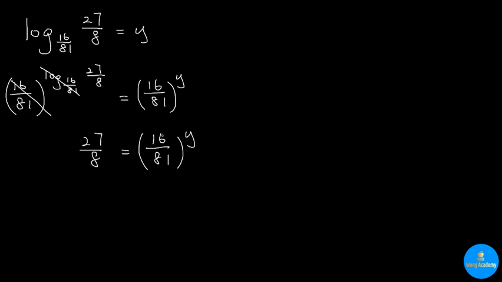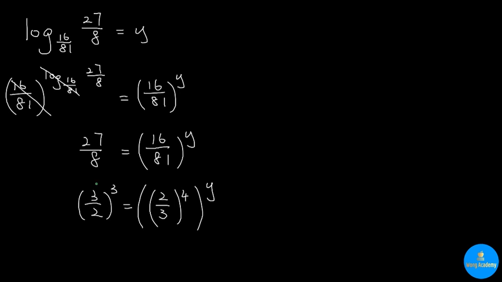From here, we can solve it like a normal exponential equation, meaning that we want to transform both sides of the equation into the same base. 27 over 8 can be rewritten as 3 over 2 cubed, while 16 over 81 can be rewritten as 2 over 3 raised to the power 4. The exponent y outside is still there, so we should keep it. And we can see that these two are almost the same base, except that 2 over 3 is the reciprocal of 3 over 2.